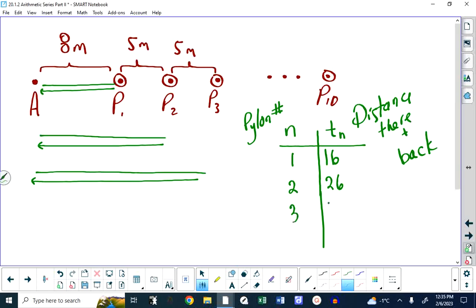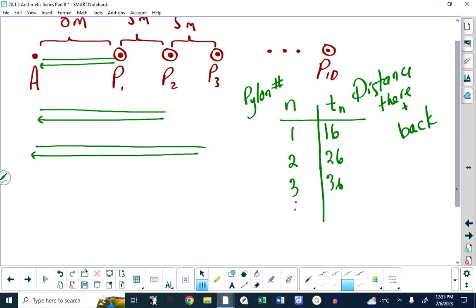We can do a third one. This will be 36. It'll be 8 plus 5 plus 5 plus 5 plus 5 plus 8. You're going to get 36. And this is going to continue until the athlete, and we don't know what that is, and I don't know that we want to find out what it is. We'll see. But this continues until the athlete has completed all 10 round trips.